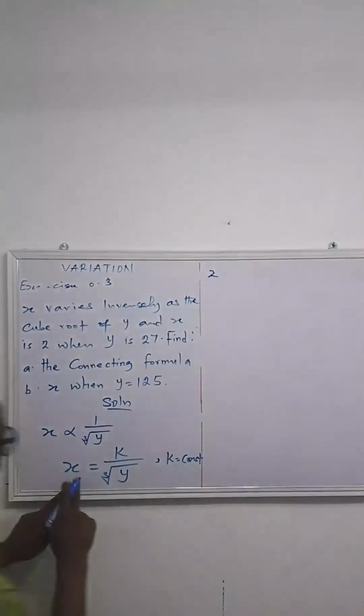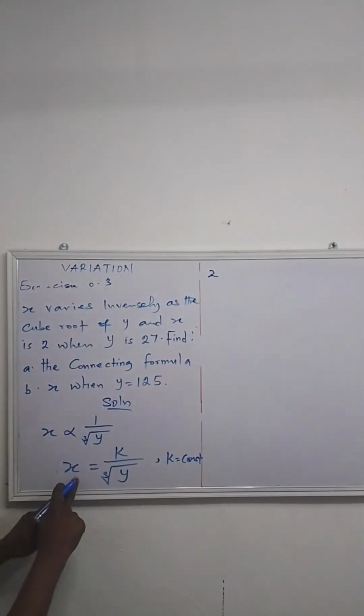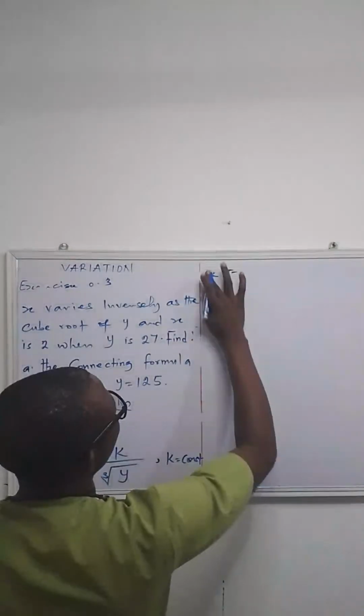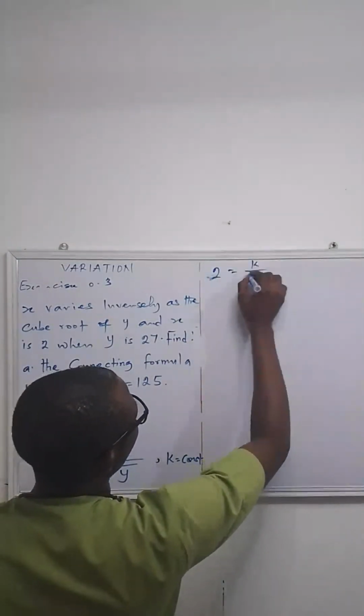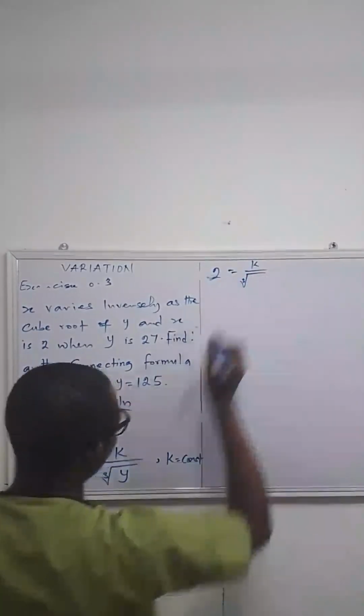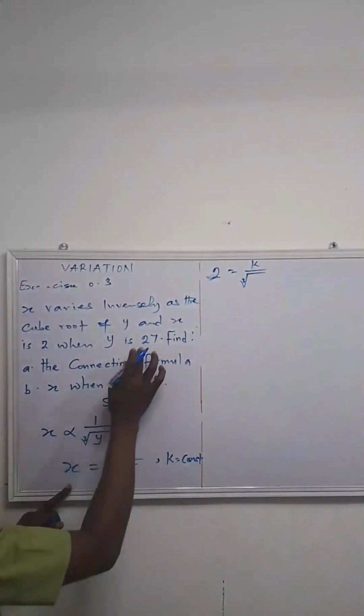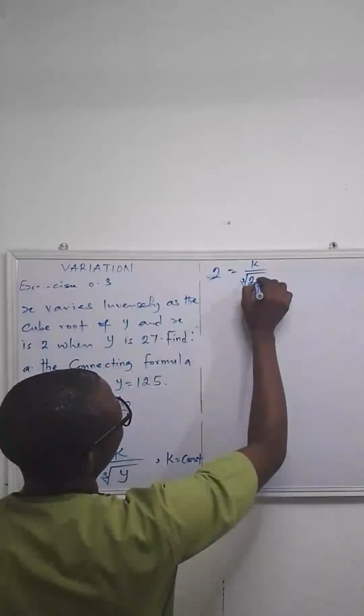So we have 2, which represents x, equals k over the cube root of 27. So we have 27 here.